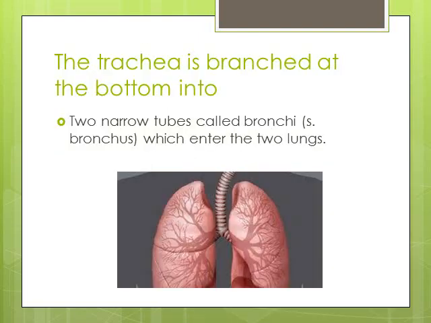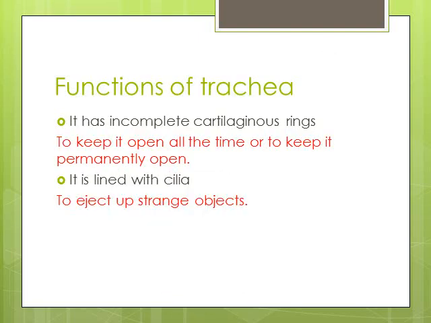Here is the nasal cavity, where the air enters the body, then passes to the pharynx, then to the trachea, then to the lung. Function of the trachea. It has incomplete cartilaginous rings to keep it open all the time, to keep it permanently open, so we can breathe all the time.